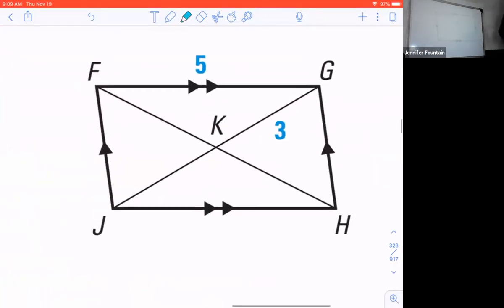The next one is JK. Notice JK is right here. How do I know the measure of this? The diagonals of a parallelogram bisect each other. Because they bisect, and I know that this side is 3, what do I know this side is? 3. So what's the length of the entire diagonal? 6. This one's 3, so this one's 3. That means the whole thing is 6, okay?